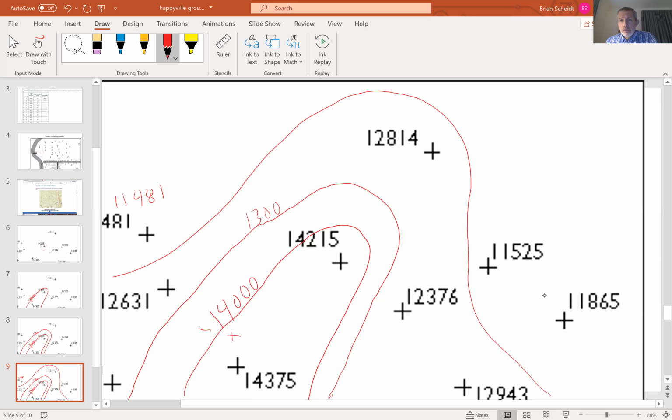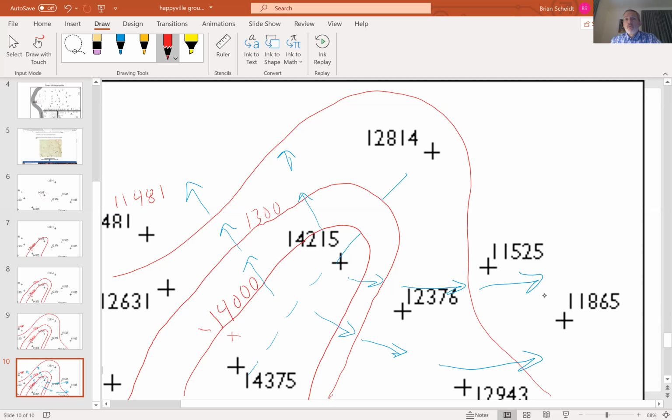The next thing that I would do is try to figure out which way my water would be flowing. Now, in my example here, I have water flowing from elevations of high potentiometric pressure, or high elevation, to low elevation. Same thing over here, high to low. And so water is moving in two different directions. And so this is a groundwater divide, just like when we start looking at drainage divides.